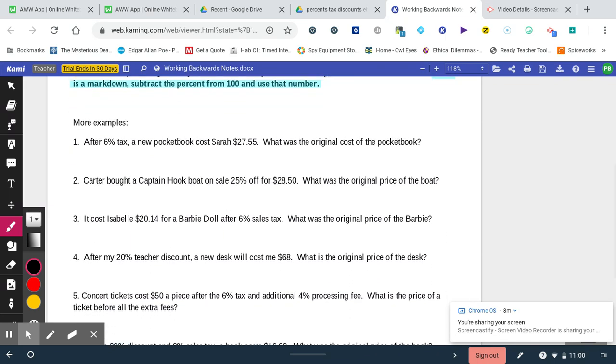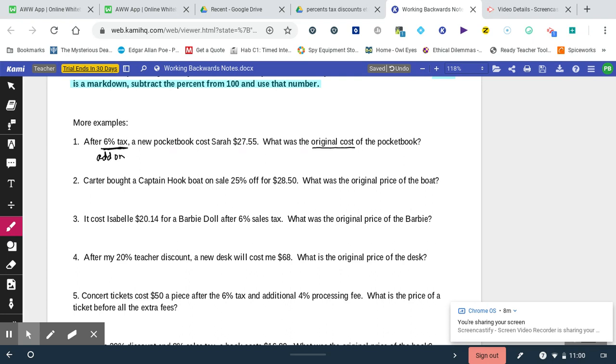All right, it says after a 6% tax. Well, tax is an add-on, so I'm just going to make a note of that. That's what you add on to something. After a 6% tax, a new pocketbook or purse cost Sarah $27.55. Okay, but that's after the tax. That's what she paid. I want to know what was the original cost of the purse. So I want to know what was it before they put the tax on it.